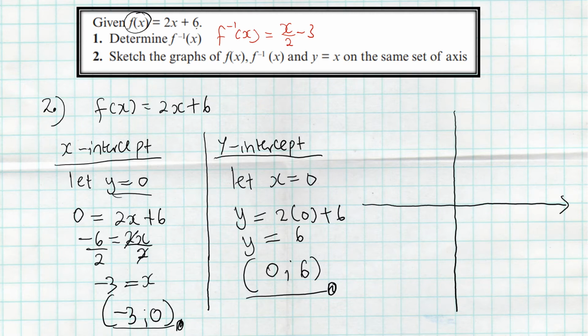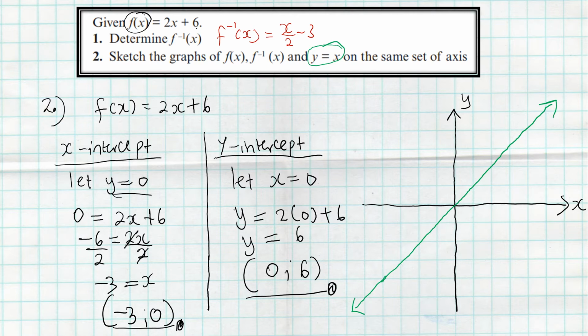Look at this. This is x and this is y. Maybe I should use a different color, because they said we must also sketch y equals x. So y equals x will just be that straight line that passes through the origin. Let me just extend it. Then for the original graph f of x, maybe I can use blue.